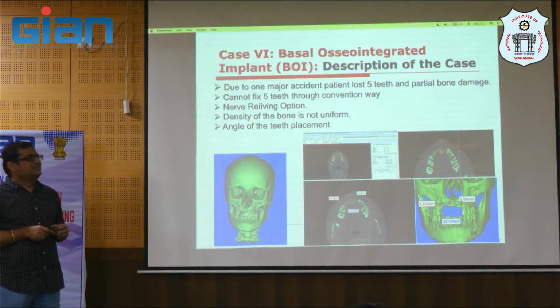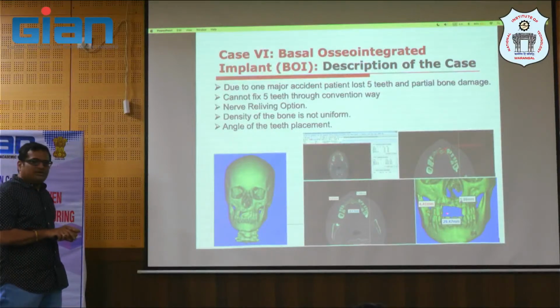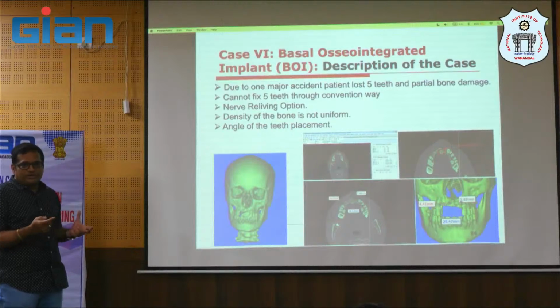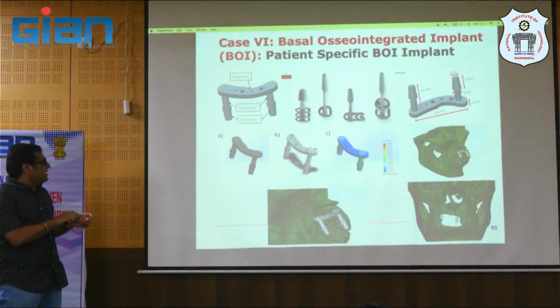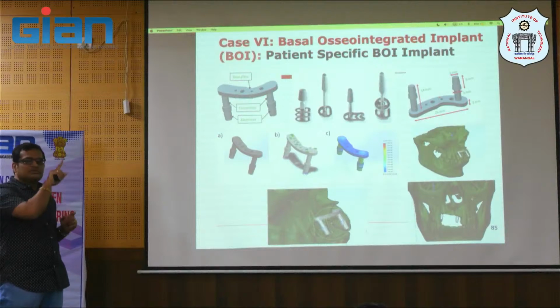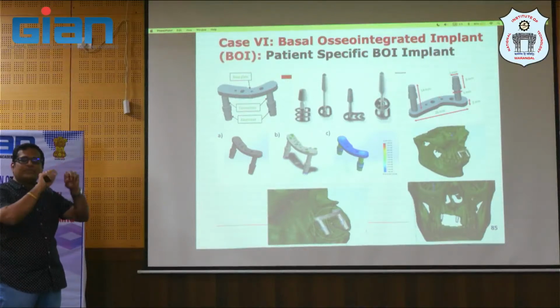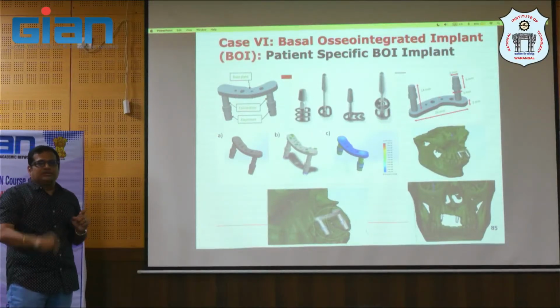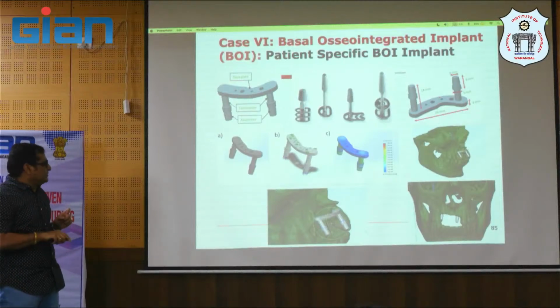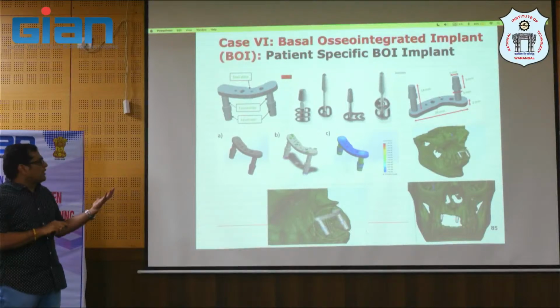Why I am saying this is, he met with an accident, and he lost 5 teeth along with the bone support. If you have bone support, they use conventional implants one-to-one. They will fix the screws, and they will fix the abutment, and they will use the artificial tooth. But unfortunately, he lost 5 teeth along with the bone. So one-to-one conventional, no way. So then we need to indigenously design an implant.